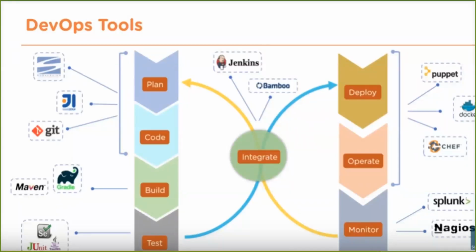Then for deployment, we have Puppet, Docker, and Chef, and for operating the infrastructure and doing configuration changes, we have Ansible. Then for monitoring the infrastructure, we have Splunk and Nagios. So these are some of the tools which are used for automating the software development cycle.